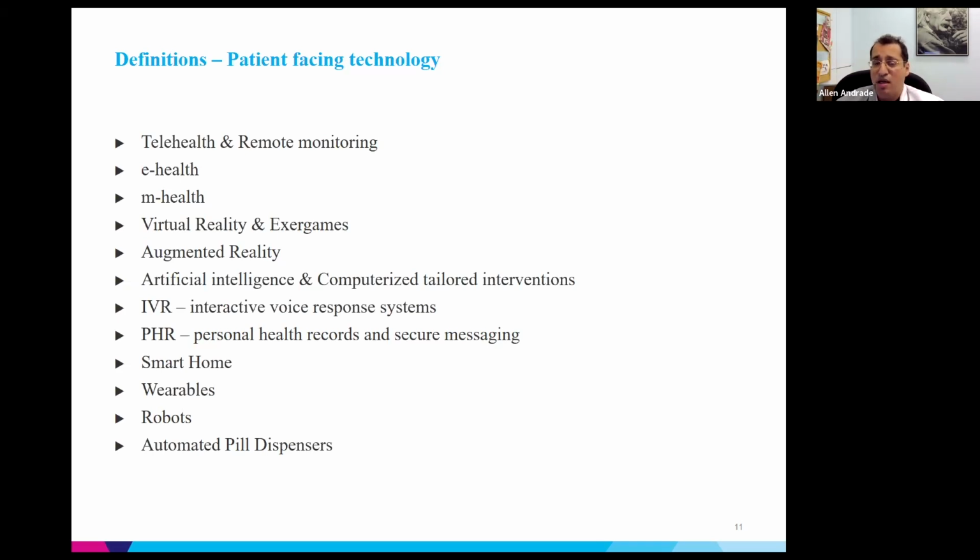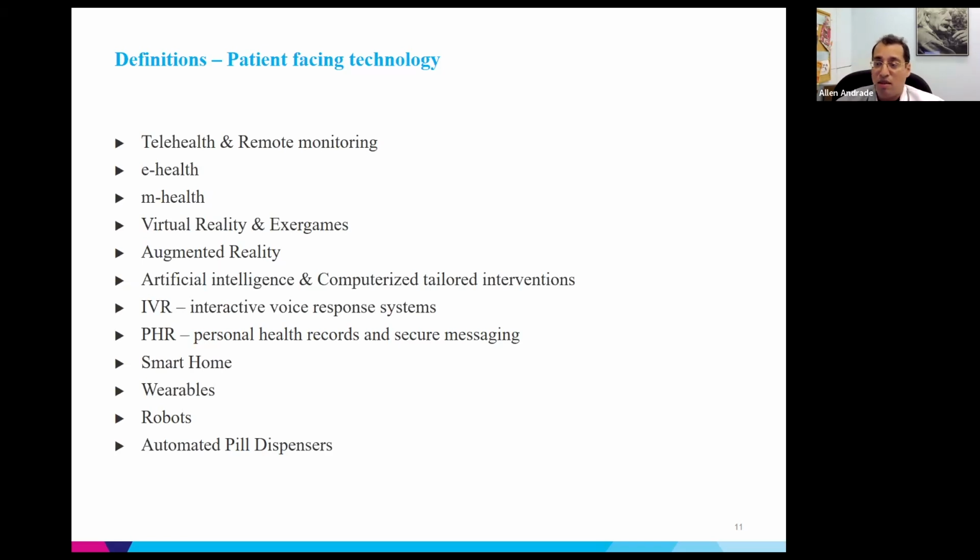Some wearable devices are designed with features that can detect a fall, and can also be used to contact emergency services or family and friends. This is another form of patient-facing technology that can help in health promotion and disease prevention.